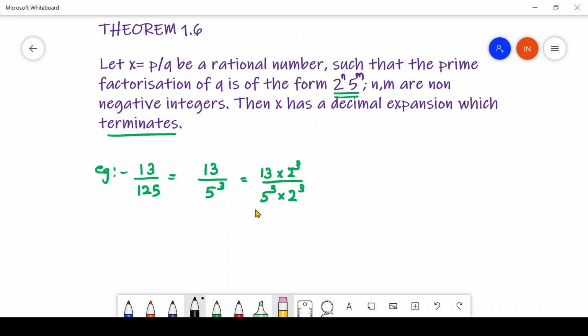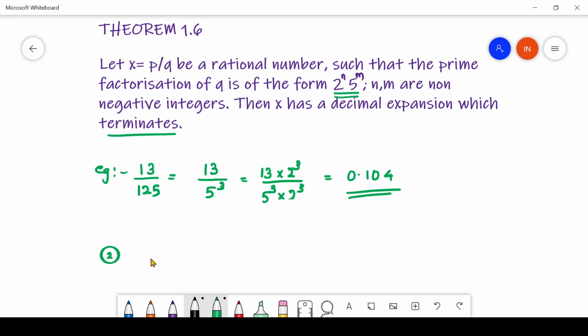If we are getting the denominator in the form of 2 raised to m, 5 raised to n, or 2 cube and 5 cube, what can we conclude here? This decimal expansion is a terminating one. That means when you are doing this, you will get the answer in the form of 0.104. That is terminating. Is it clear? I will show one more example.